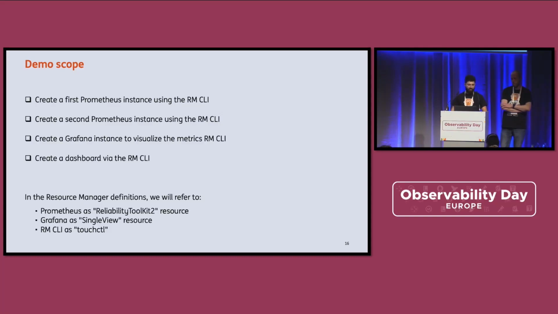And before starting, I would like to mention that we will refer to Prometheus internally as Reliability Toolkit 2, and to Grafana as Single View, which is our internal name for the resource manager definition. And finally, we will not use kubectl, but as I said, we will use touchctl, which is the internal product that we use at ING.